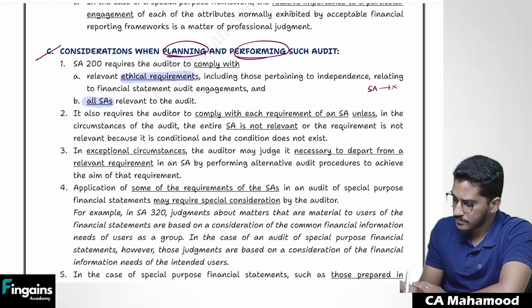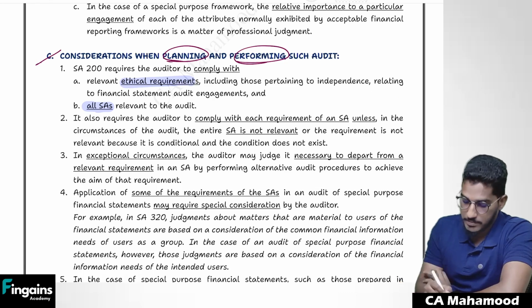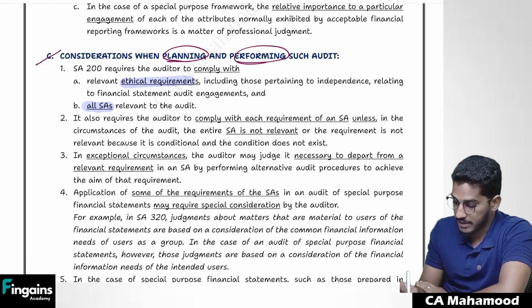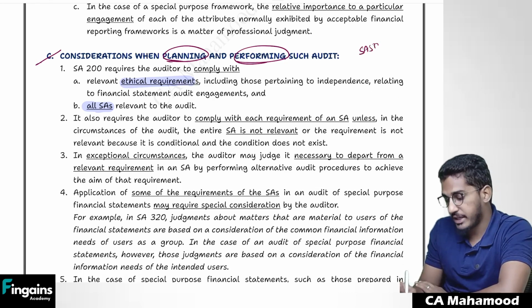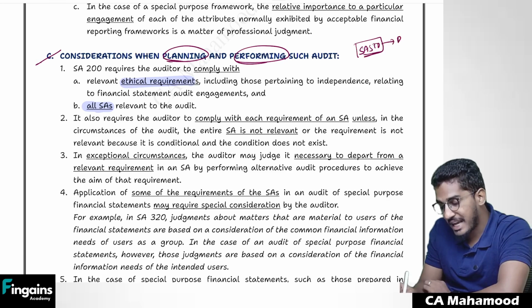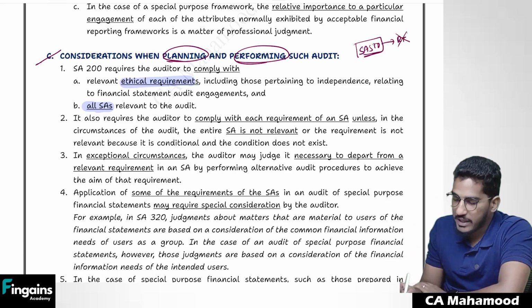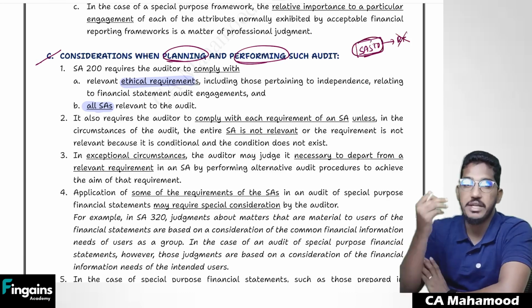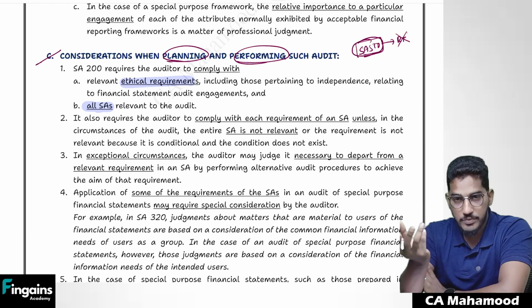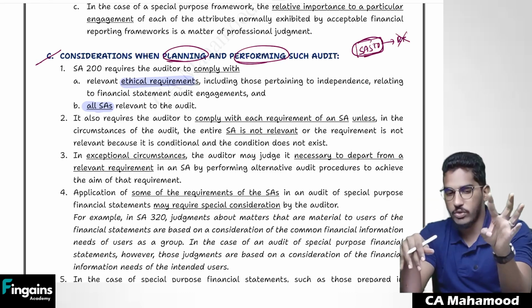For example, let me give you one simple example to make you understand. Related parties. SA 550, related parties. See, SA 550 will come into picture only when the client has any related party relationships or transactions. If the client does not have any related party transactions, SA 550 itself will not become applicable. So if the standard is not applicable in this particular audit engagement, you can ignore it.